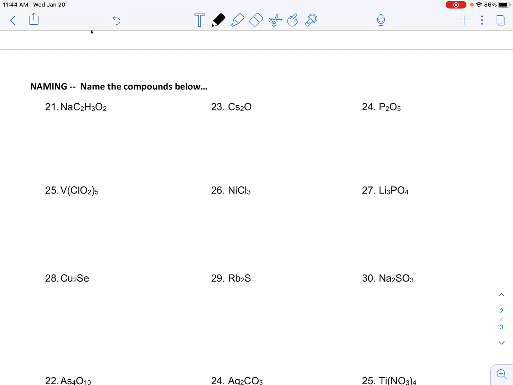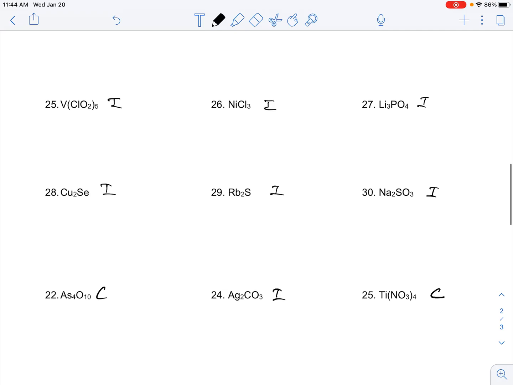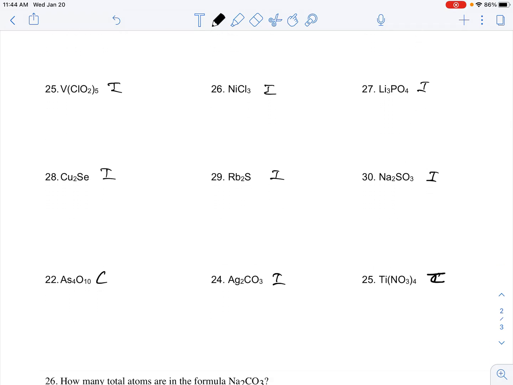Okay, so naming. Look at your first thing. Is it ionic or covalent? This is ionic. That's ionic. Covalent. Ionic. Ionic. Ionic. Most of these are ionic because that is the most difficult thing for us to do. Covalent, ionic, and covalent. Sorry, that's ionic. Okay.